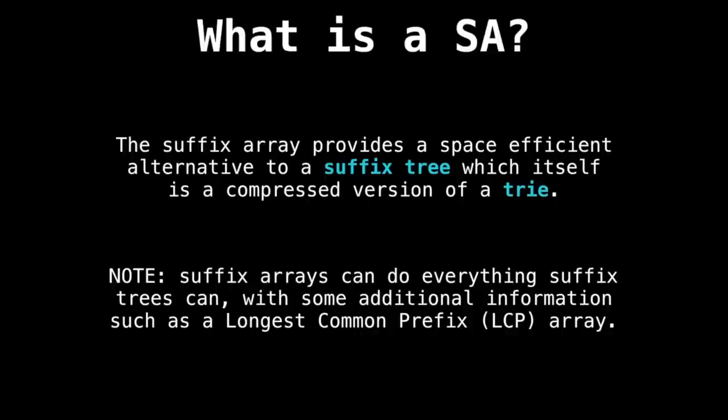Furthermore, for a bit of history on the suffix array, it is a data structure originally designed to be a space-efficient alternative to a suffix tree, which in turn is itself meant to be a compressed version of another data structure called a trie. As a side note, even though the suffix array is very different from the suffix tree, suffix arrays can do just about virtually anything the suffix tree can, with some additional auxiliary information such as a longest common prefix array, which will be the topic of our next video.